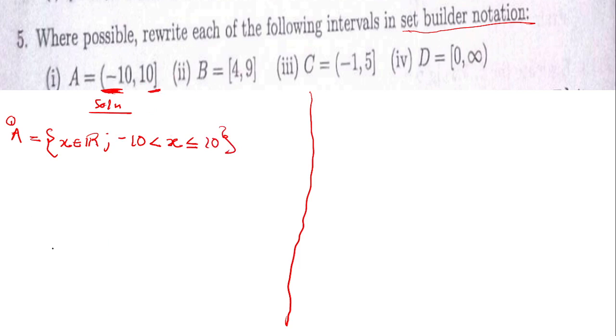With that in mind, we can do question 2. For this one, you simply once again say B is equal to, brackets, and then you say x is a member of real numbers, such that you write 4. Once you write 4, you put less than or equal to, since 4 is part of the answer. Then you say x, and since 9 is part of the answer, you say less than or equal to 9, and then you put the bracket.